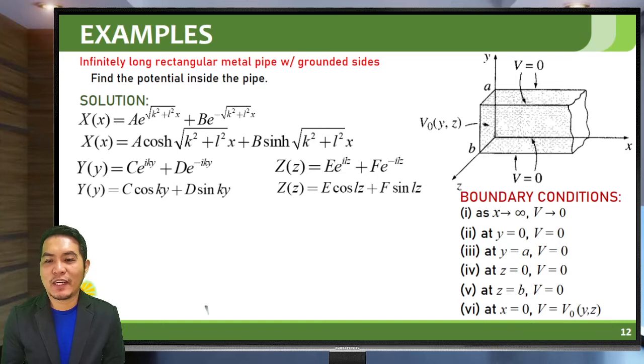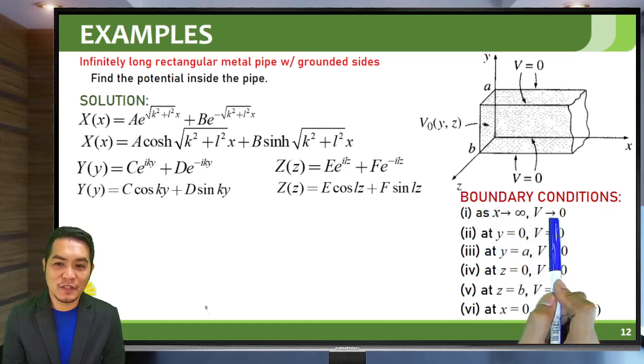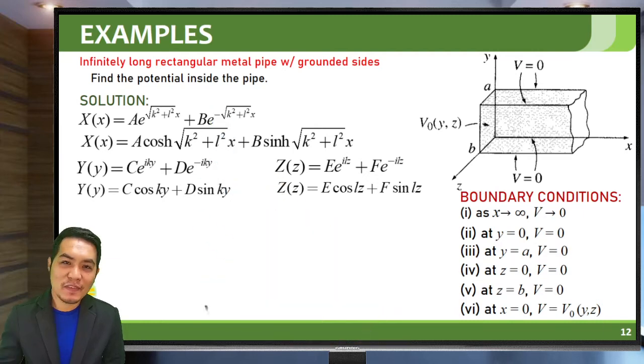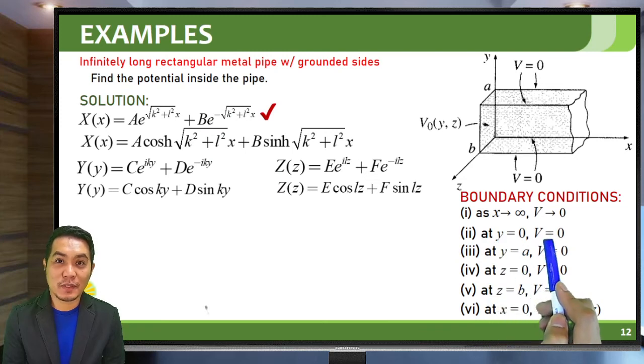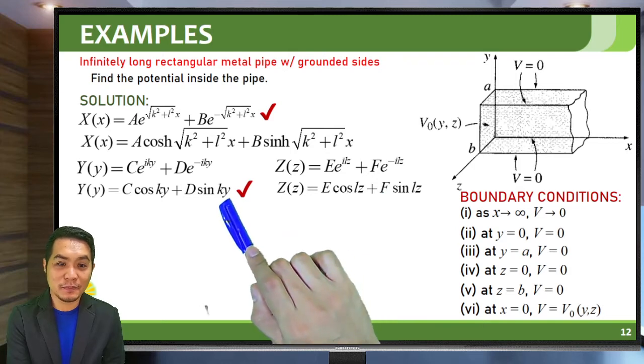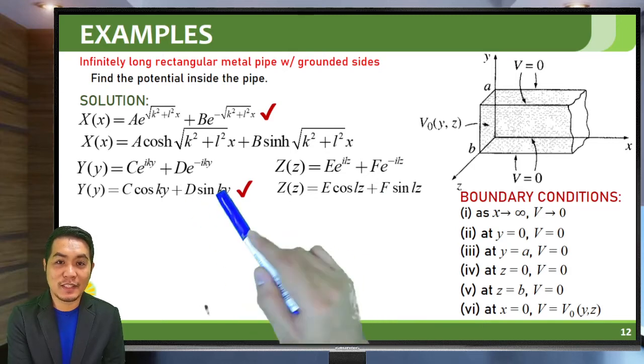So for example, for x approaches infinity, the potential must approach 0. So obviously, we need to use the exponential form. For y, when y is equal to 0, V is equal to 0. So we need to use the sinusoidal form. So sine of y is equal to 0, sine of 0 is 0.